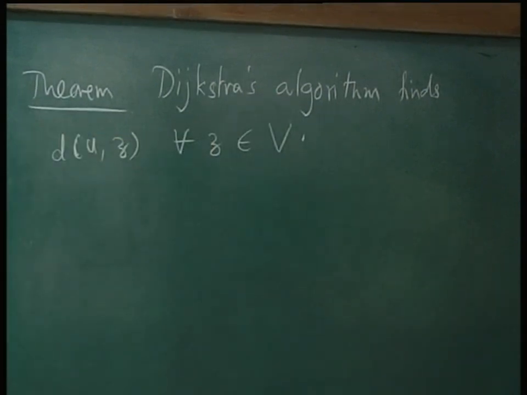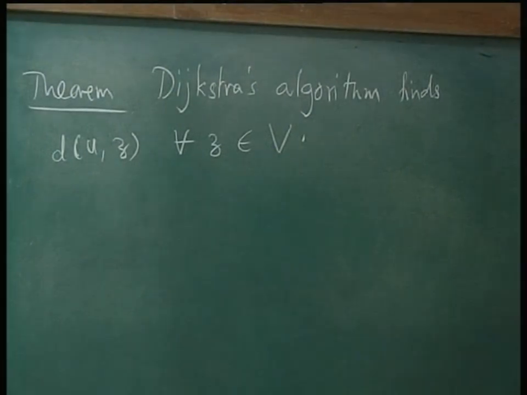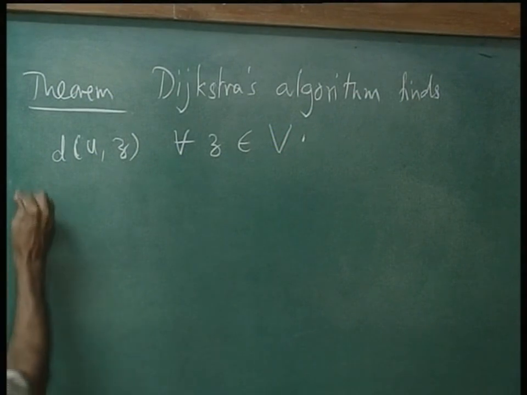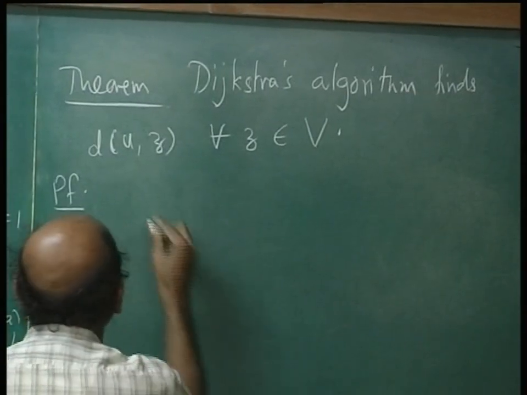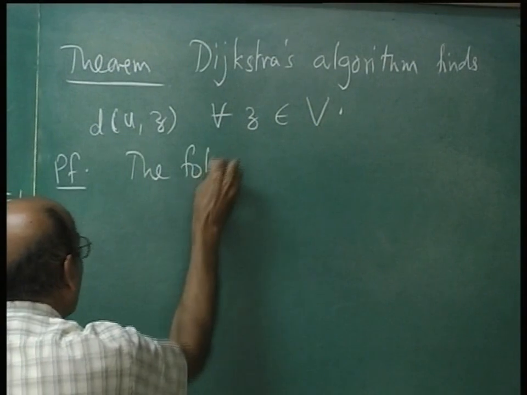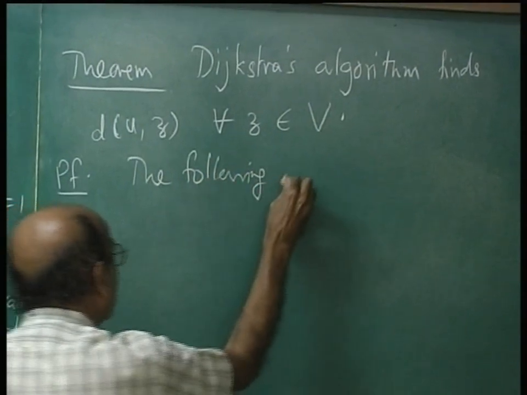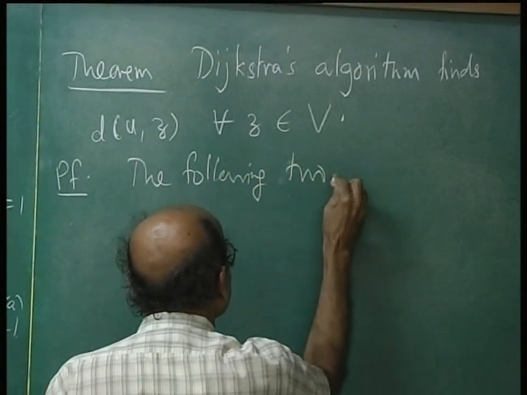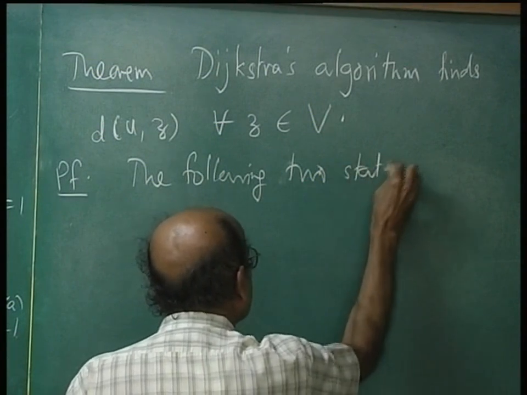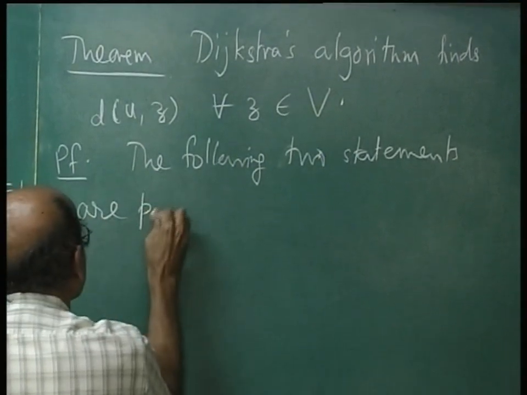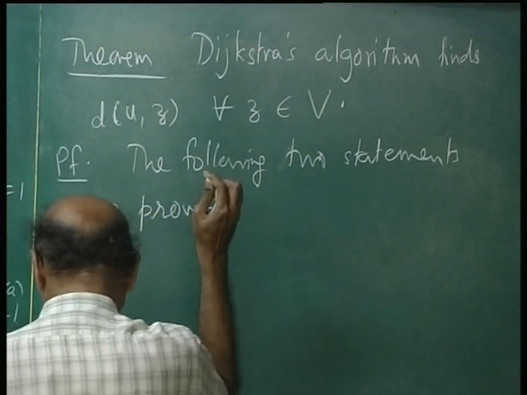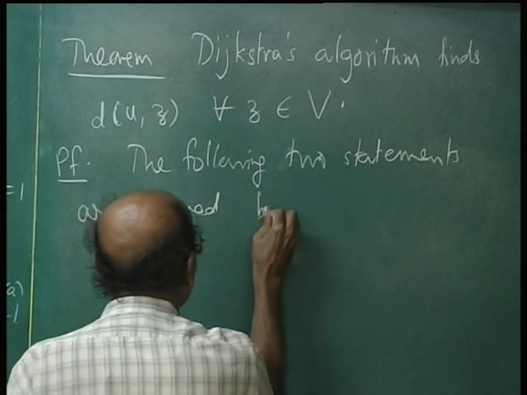It does find the distance. By distance we mean path with least weight. Proof? The following two statements, by making induction.